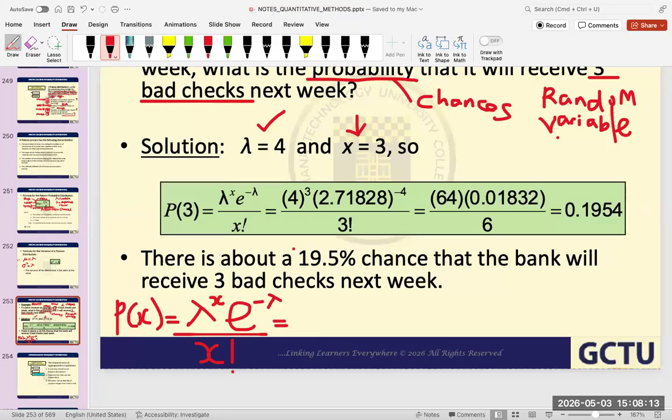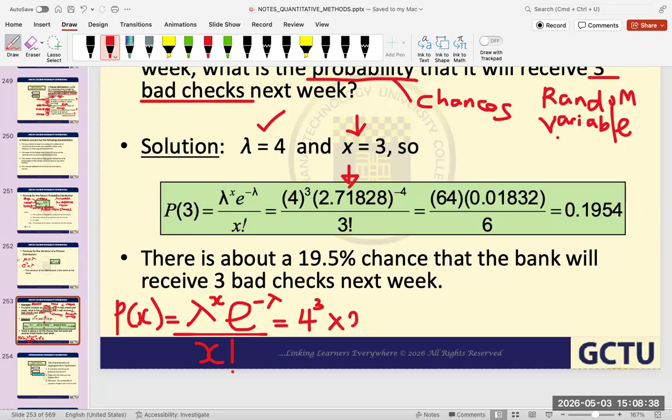We'll end up fixing them. Lambda is 4, so we have 4 raised to the power 3 multiplied by this e that is on your calculator. When you press it, this number you are seeing here will appear. There's an e there. When you press the e, this will come.